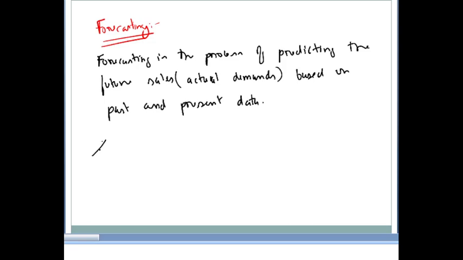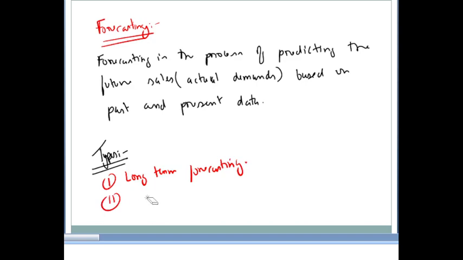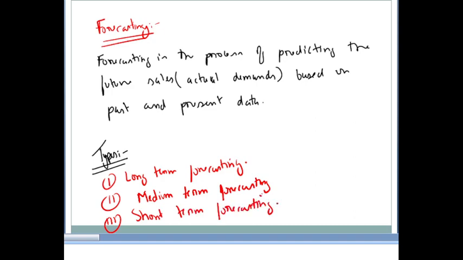Now, depending upon the effect, forecasting can be mainly classified into three types. Types depending upon what? Depending upon the period till which the effect of forecasting lies. First one is the long-term forecasting. Then the second one is the medium-term forecasting, and the last one is the short-term forecasting. Okay, so first let's study about the long-term forecasting.